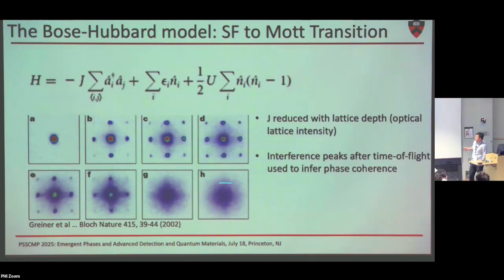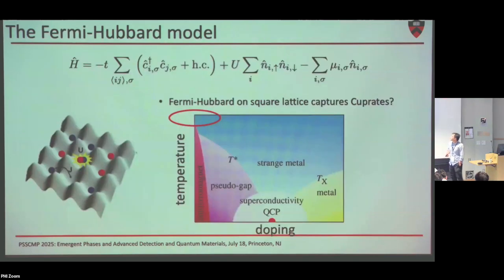But once you enter the Mott insulating regime, phase coherence is lost across the system, and these peaks disappear. And one of the landmark works was in 2002 when people were able to see this transition in bosons. And notably, they can go back from the Mott insulator to the superfluid and see these peaks again.